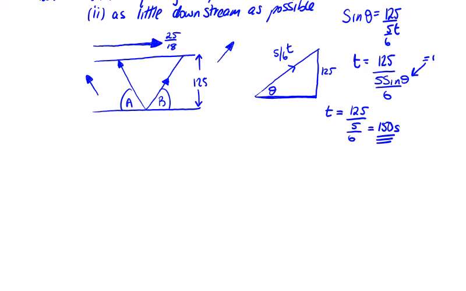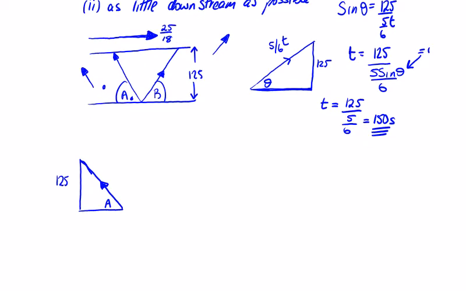Okay, so it's little downstream as possible. Well, so that's this side of the diagram here. In here, he's going to go in this direction. So let's just bring that triangle out. We know that's 125. He's going to swim in that direction. And let's call this angle A in here. So I have my J and I have my I. So what is this? Is it minus I plus J? So we're looking at, and he can swim at 5/6.